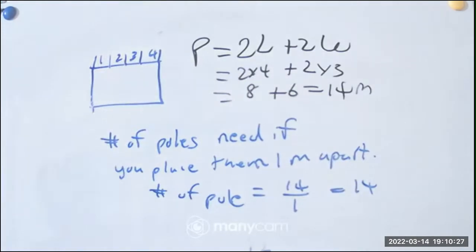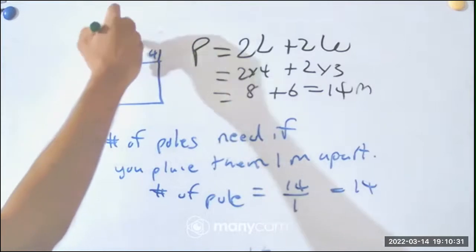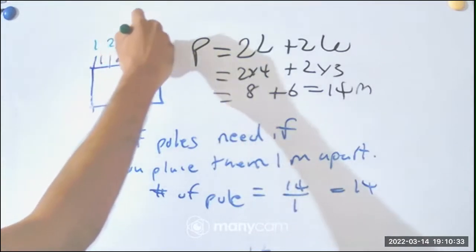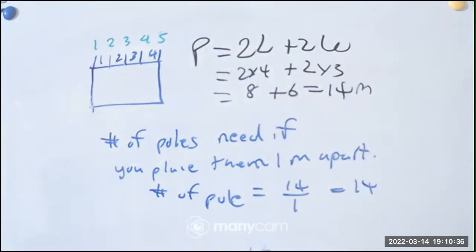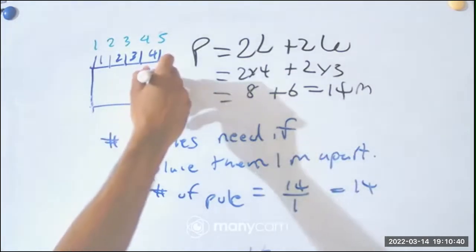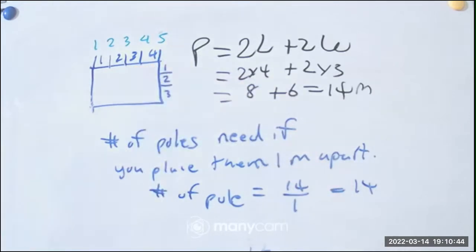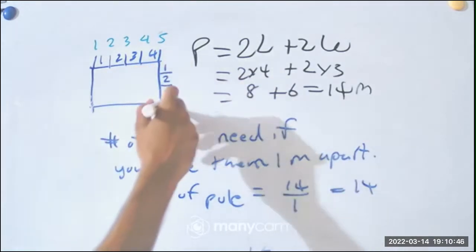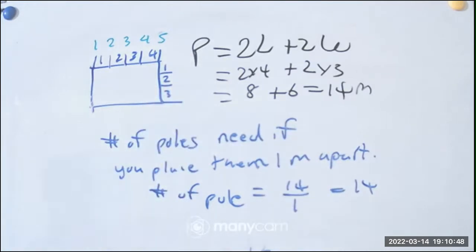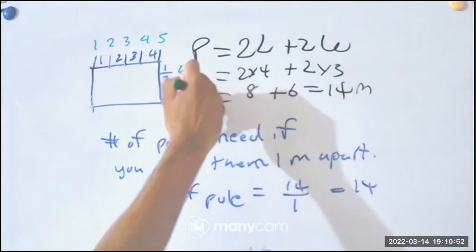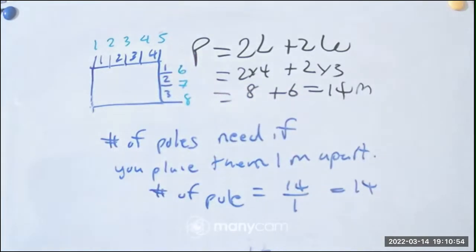But how many poles do we have? So I'll write it in green. We have 1, 2, 3, 4, 5. We have 5 poles there, right? Now let me go along here. This is 3. So we have 3 spaces. 1, 2, 3. We'd have to put a pole here because it's on the corner. So let's count again. 6, 7, 8. So we have 8 poles already.